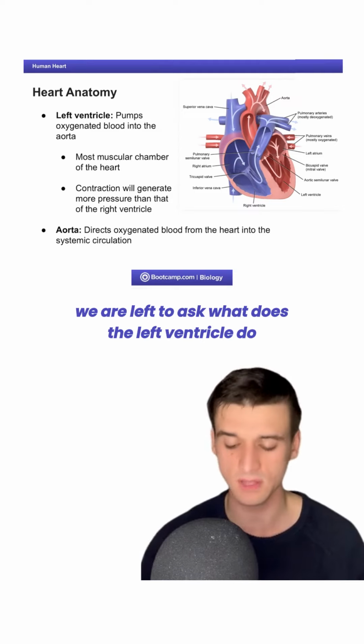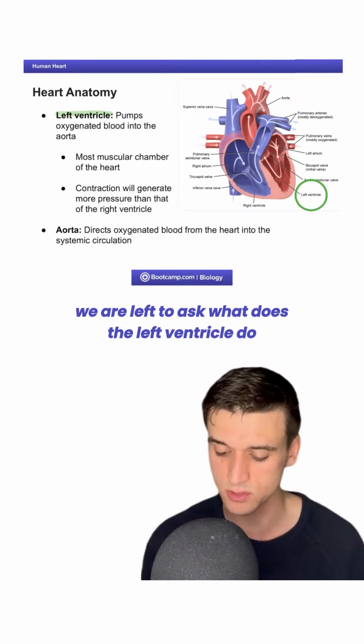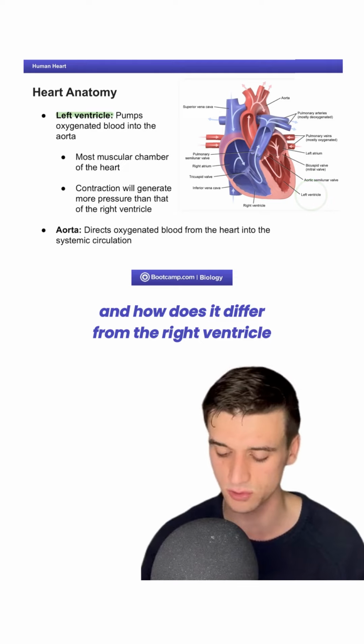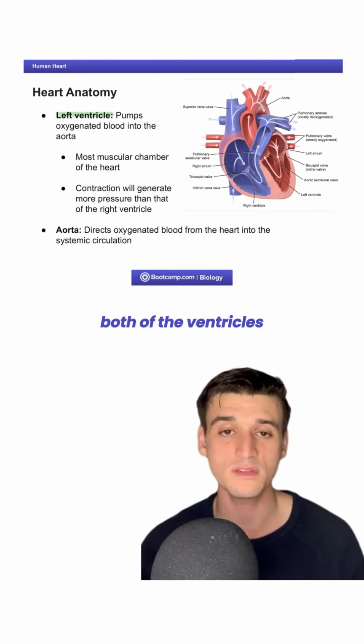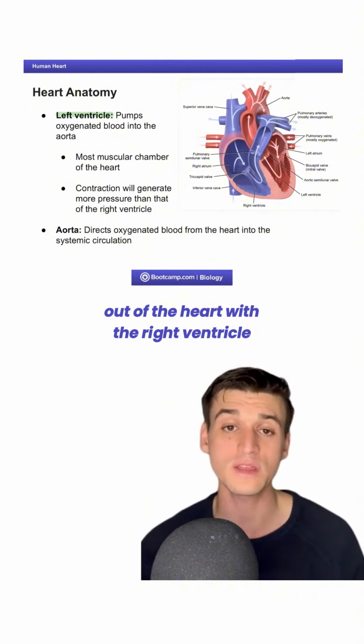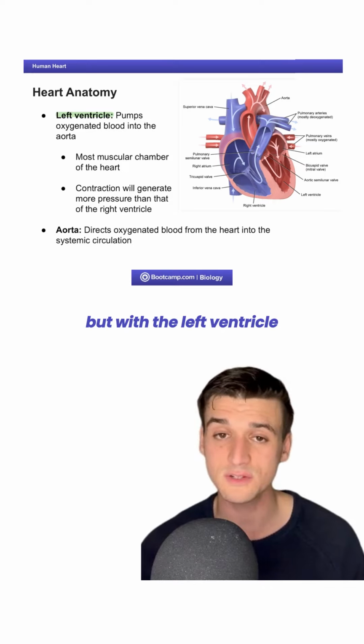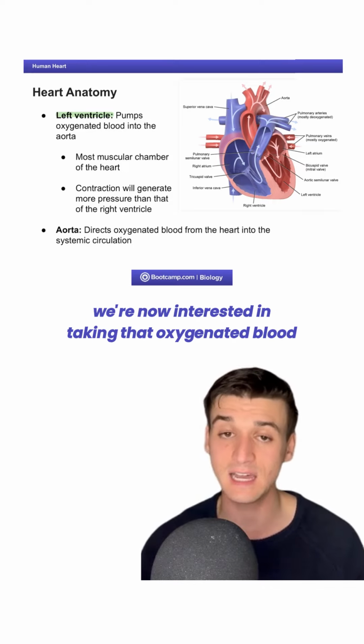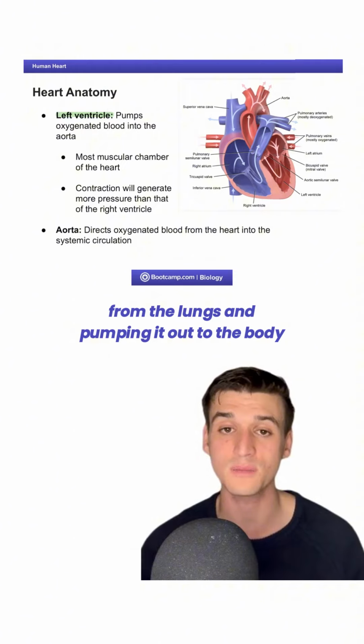So then of course we are left to ask, what does the left ventricle do and how does it differ from the right ventricle? Well, something that you'll notice about both of the ventricles is that they are responsible for pumping blood out of the heart. With the right ventricle, we were interested in trying to get that blood to the lungs, but with the left ventricle, we're now interested in taking that oxygenated blood from the lungs and pumping it out to the body.